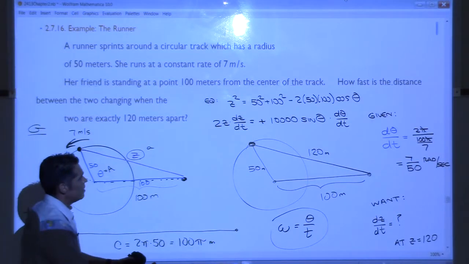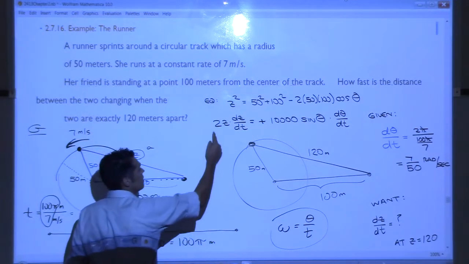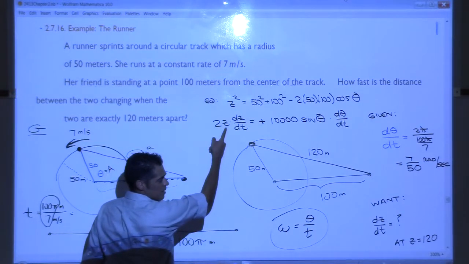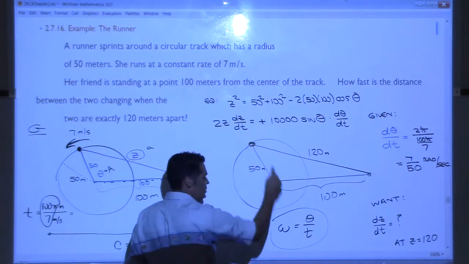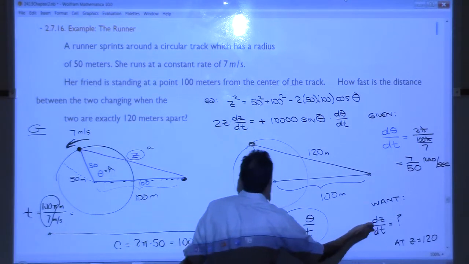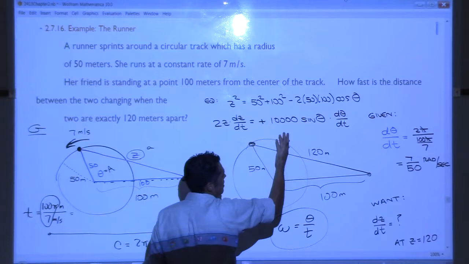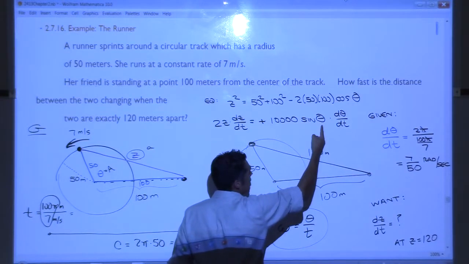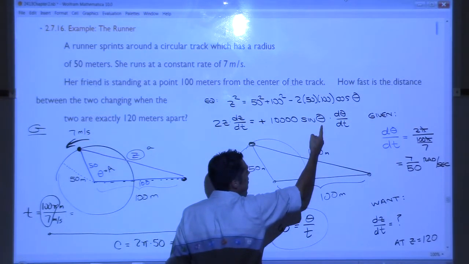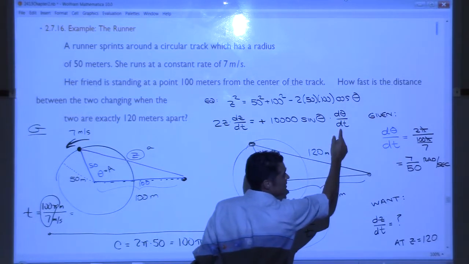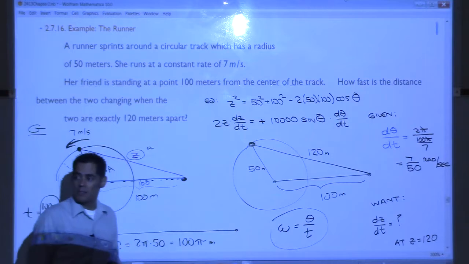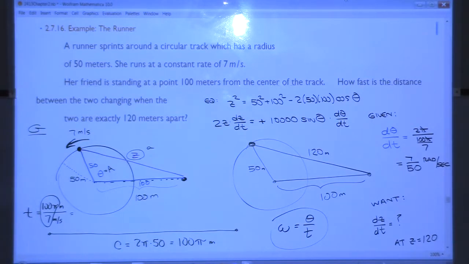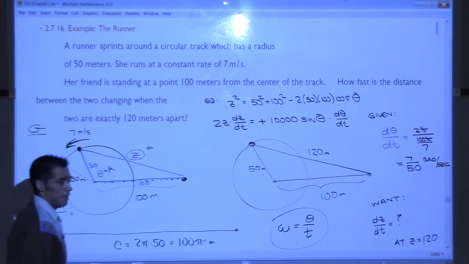So let's start looking at this differentiated equation. All right, we know z, right? At the moment in time, we can snap our picture. z is 120. dz dt is what we're looking for, right? That's what we want. 10,000 is just 10,000. Sine of theta. Uh-oh. Okay, d theta dt, we have it, right? The only thing I don't know in this is what is sine of theta. We don't have that given to us. So we have to figure out what that is.